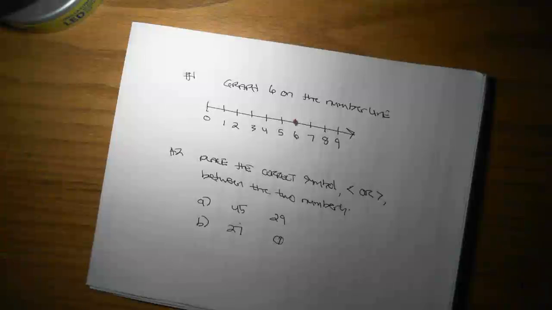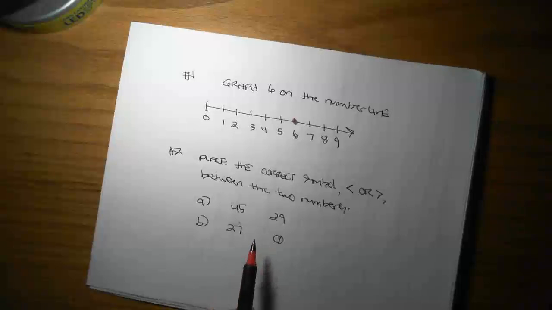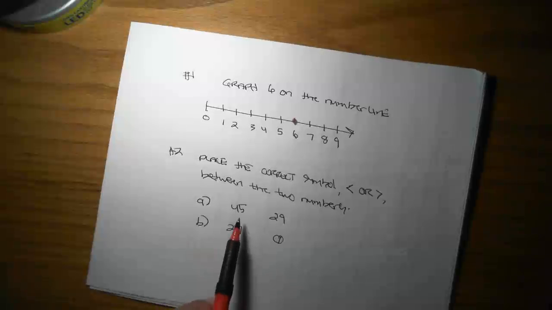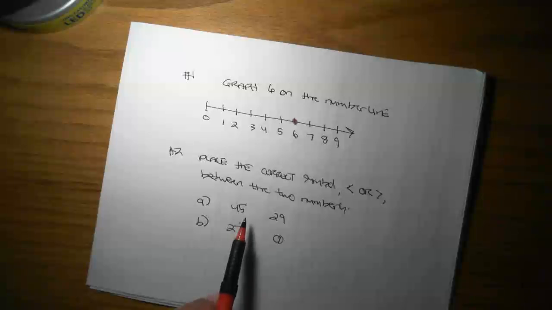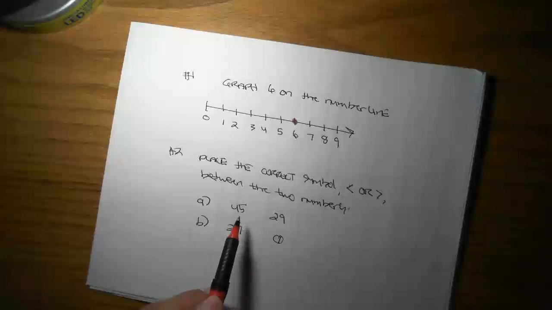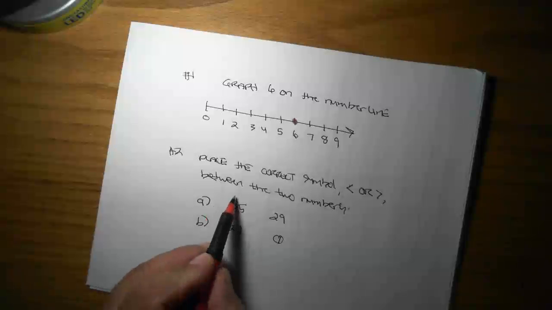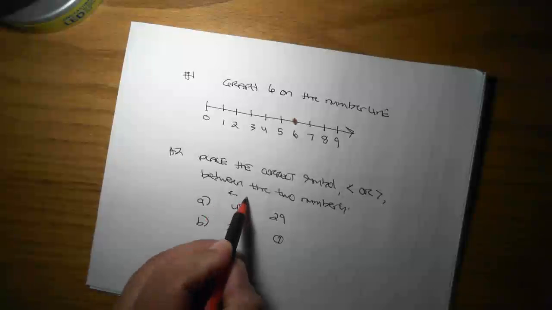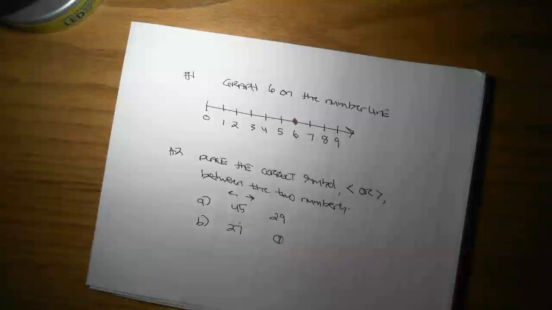Okay, so let's take a look. This problem A is asking us, what is the order relation between 45 and 29? So the question is, is 45 to the left or to the right of 29? And eventually, as you go forward, you're just going to say, what's the bigger number? Is 45 the bigger number, or is 29 the bigger number?